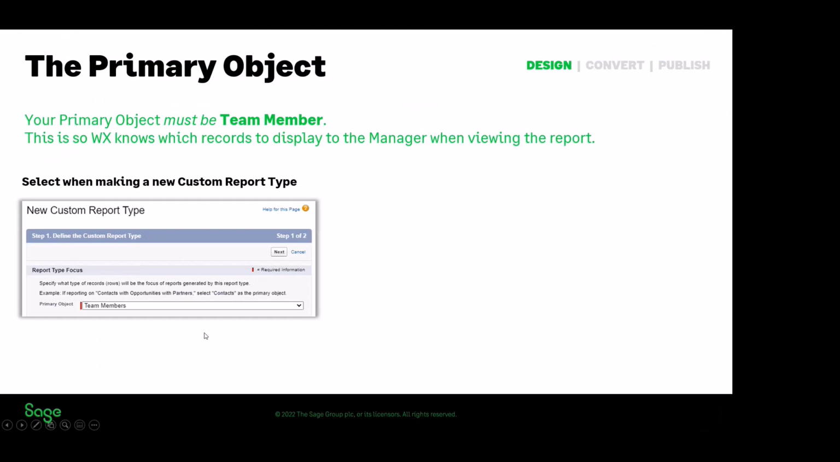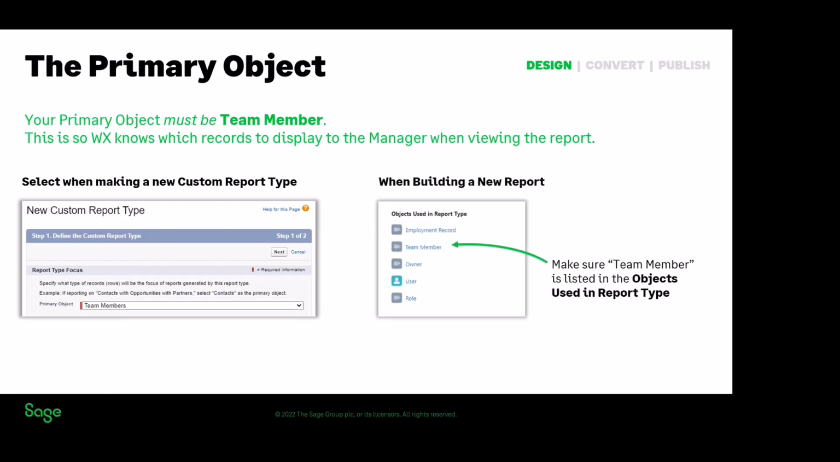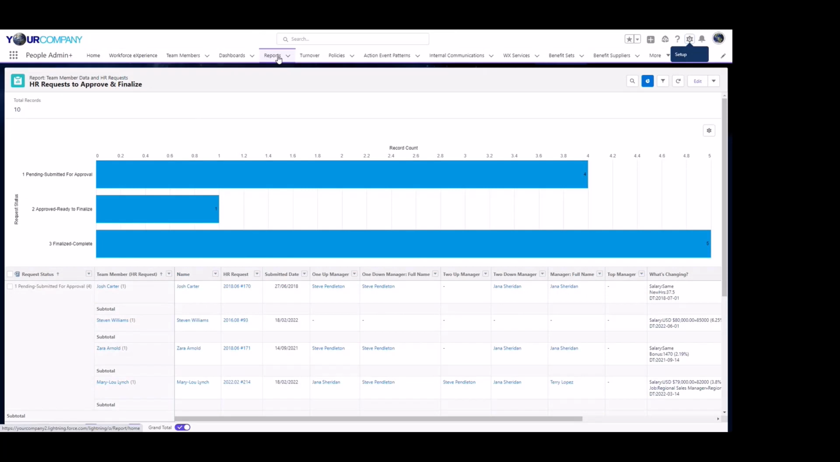Okay, so the primary object has to be team member. And one thing that you can take a look at, like I said, when you're building a new report and you're picking a report type, if you are an HR manager or a system administrator and you can't be bothered to go to setup, as long as you can see team member over there in the list of objects used in the report type, it's probably going to work. So let me show you what I'm talking about with that.